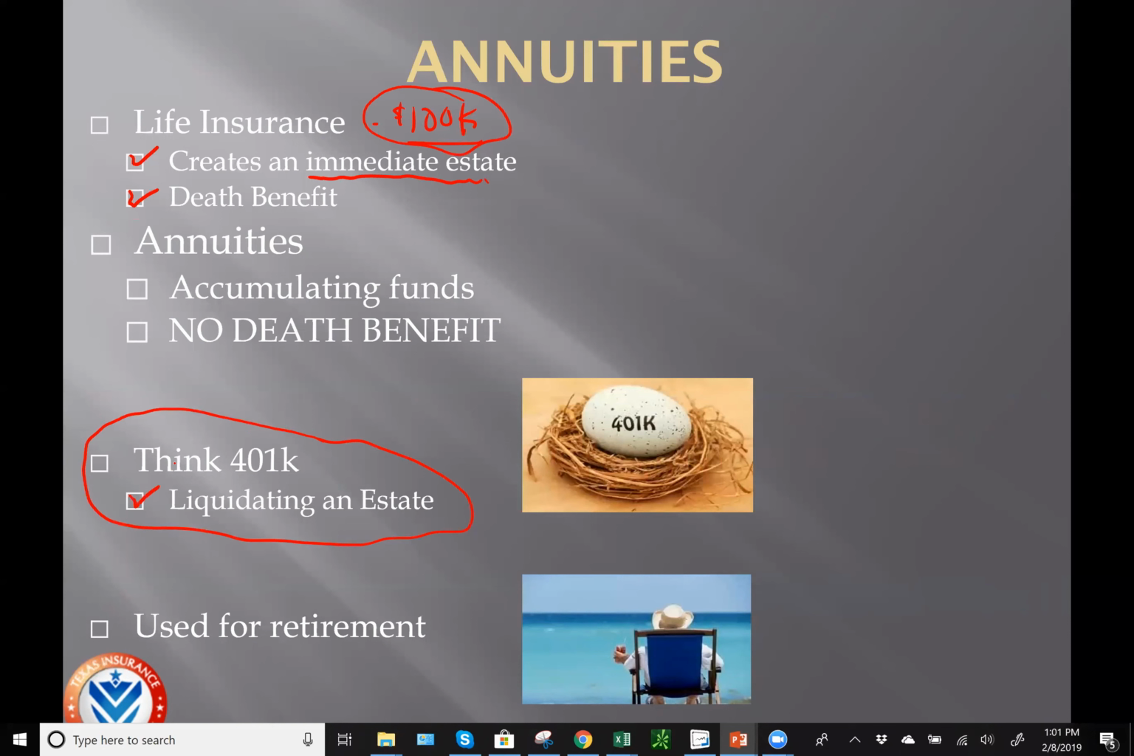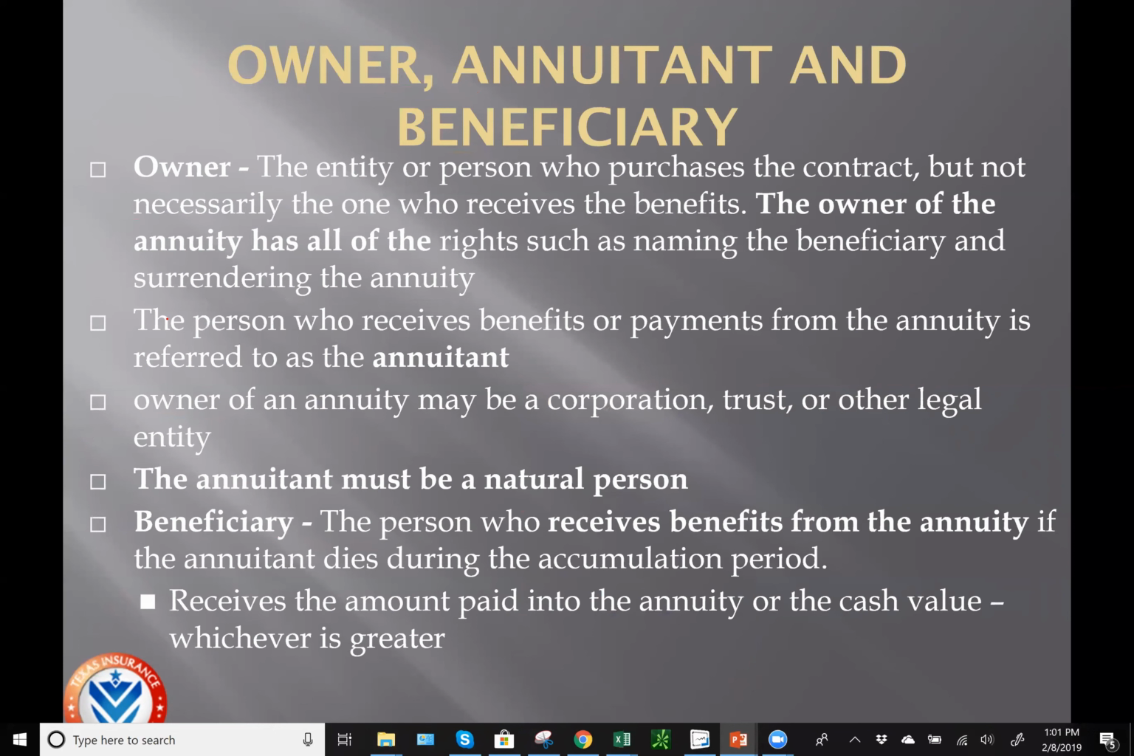So once again, life insurance creates an immediate estate. Life insurance has a death benefit. Annuities are for the liquidation of an estate, and they do not have a death benefit. So that is the main difference between the two. Now let's look at some terminology that you need to know about annuities.